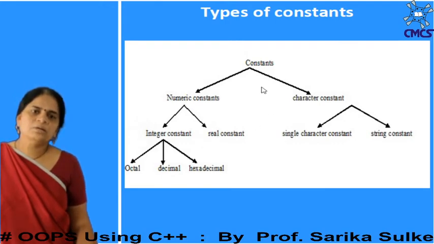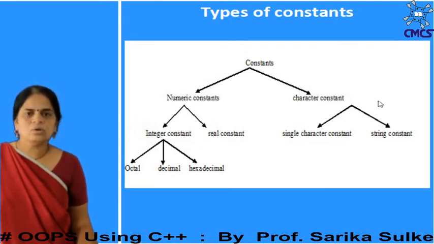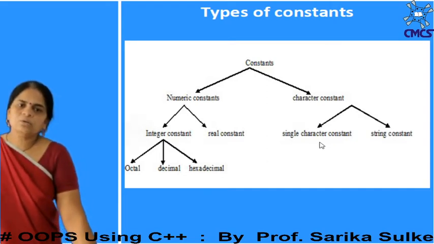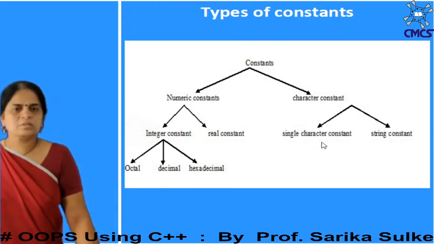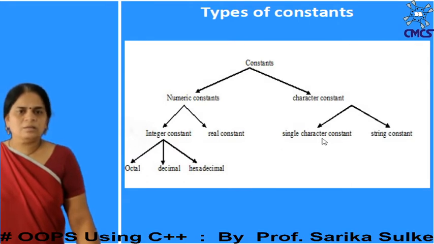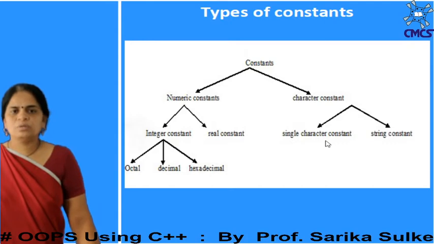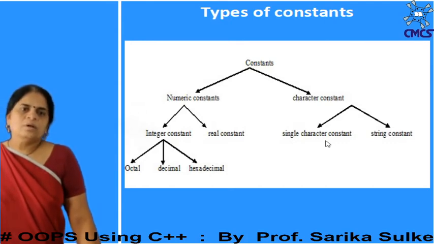Then we will see the character constants. Character constants are divided again into two types: single character constants and string constants. A single character constant is a character included in single quote marks. The character can be any character. It can be a digit, an alphabet, a special character, or a white space too. Each single character constant has its associated ASCII value, which can be used in our programs for calculation also. Then another type of character constant is a string constant.